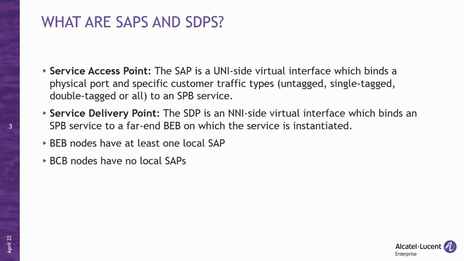In each BEB node, there are two kinds of virtual interfaces. The Service Access Point, or SAP, is a user-side virtual interface which binds a physical port and specific customer traffic types such as untagged, single-tagged, double-tagged, or wildcard to an SPB service. Multiple SAPs can be associated to the same physical port, thus multiplexing and mapping different customer traffic encapsulations to different SPB services. The Service Distribution Point, or SDP, is a neighbor-side virtual interface which binds an SPB service to a far-end BEB on which the service is instantiated.